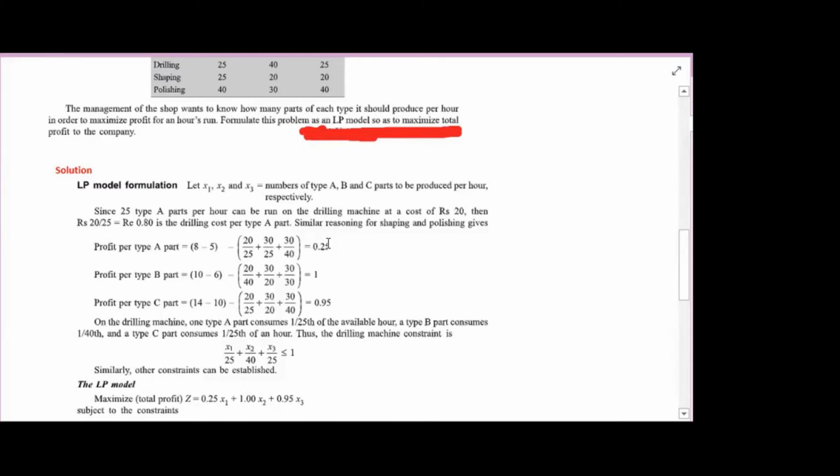And this 0.25 is the profit per unit, right? Profit per type B is calculated by the same formula, meaning selling price minus cost of the casting minus cost of the machining, and this is equal to 1. Then profit per type C is equal to 14 minus 10, and the cost of machining comes to be 0.95.